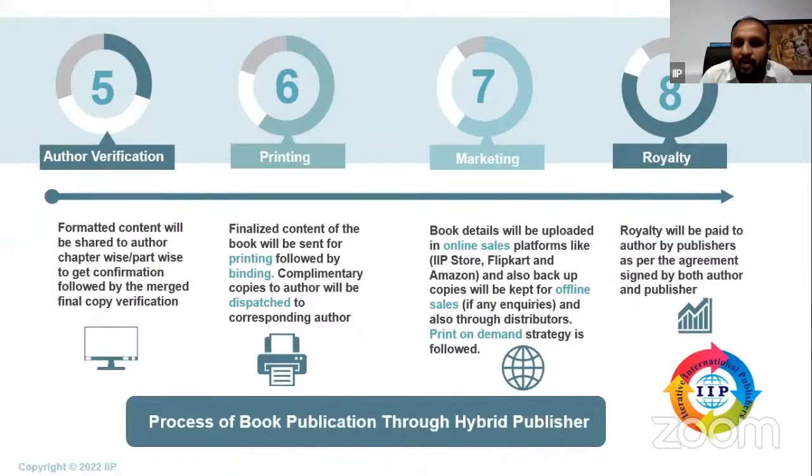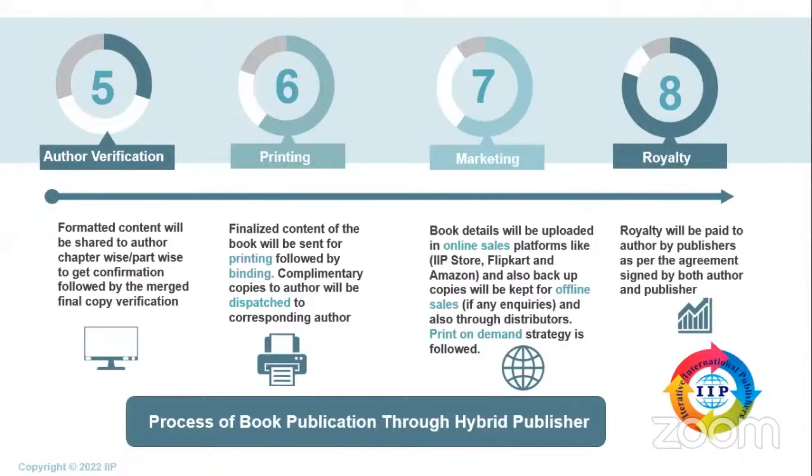So there comes the marketing and royalty. What we do is we will upload on online sales platforms like our store, IAP store, Flipkart and Amazon, and also the backup copies will be kept for online sales. So some sales will be through the distributors and some sales will be through online sales. Bulk orders can be handled directly from our publication end, I mean from the publisher end only. So this is the marketing.